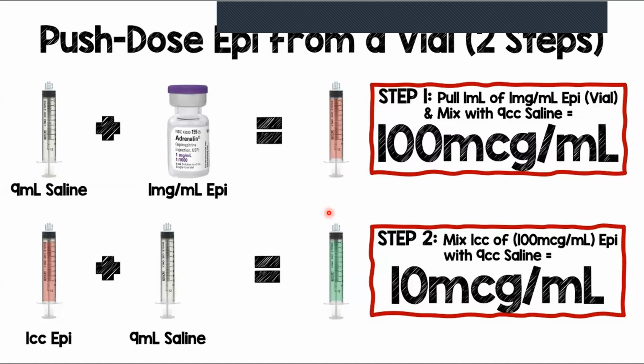So how do we prepare? Everything is push dose. The first step is we take 1 cc from the adrenaline ampule and mix it into 9 cc of saline, so we have 10 cc. From that 10 cc, we draw another 1 cc and add another 9 cc. That means two steps of mixing into 9 cc saline. Then we get 10 cc where 1 cc equals 10 micrograms of adrenaline.